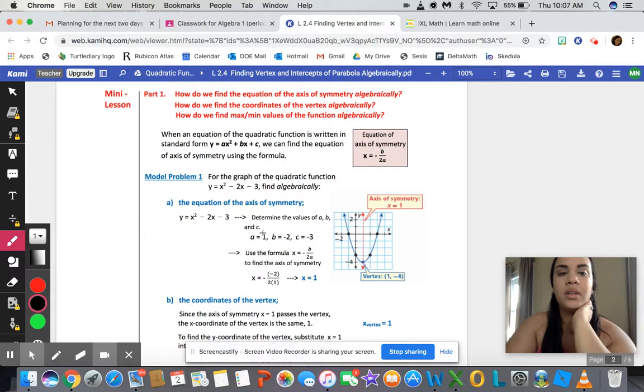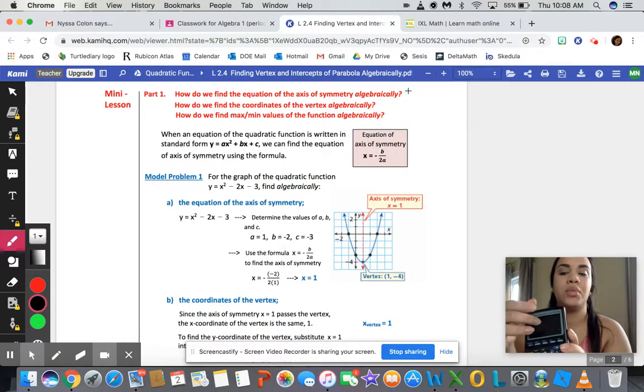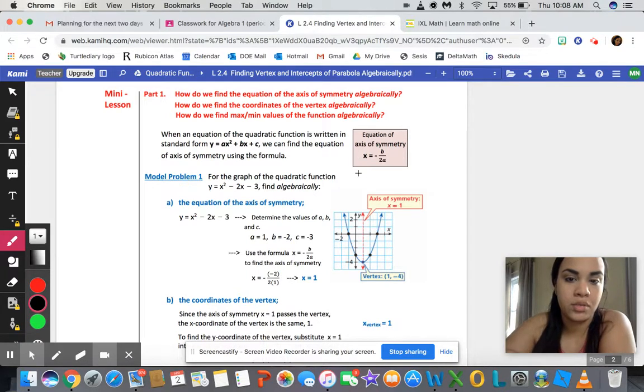So over here it says, how do we find the equation of the axis of symmetry algebraically? So without looking at the parabola, without looking at the graph or using a calculator to put in your function, we're going to calculate algebraically, that means by hand, how to get the axis of symmetry. So you see this little formula over here? This is how you're going to get it.